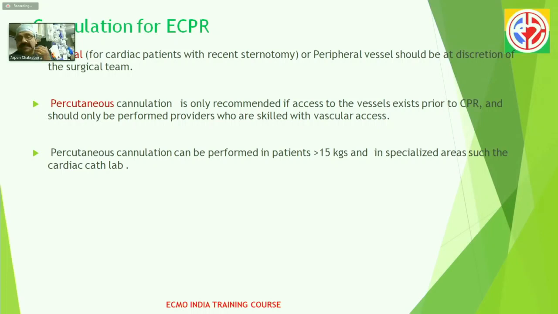Many a times it happens inside the cath lab where two sheaths are present in your artery and the vein, and you just serially dilate them and start the ECMO. Percutaneous cannulation is usually performed if a patient is more than 15 kg, is at least a big patient, and is in a specialized cardiac cath lab, or you have some kind of imaging available.